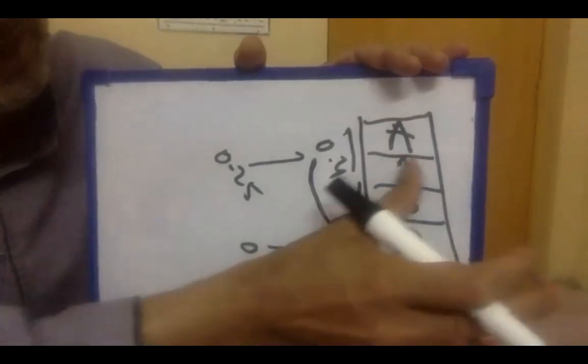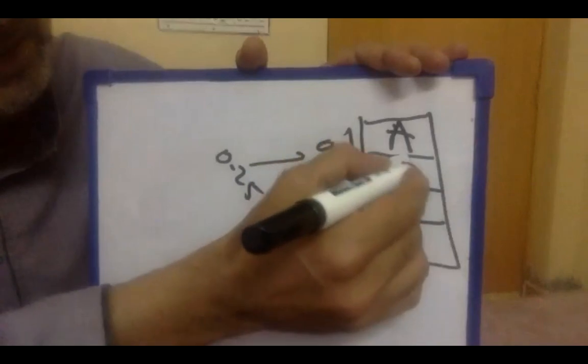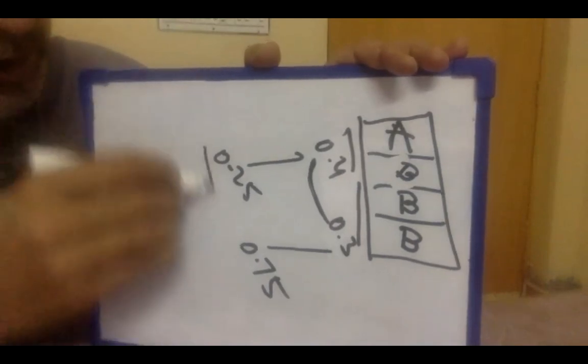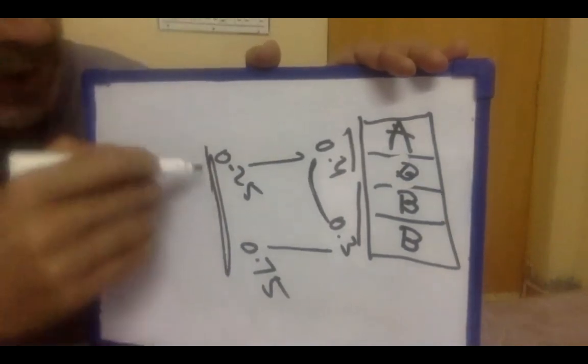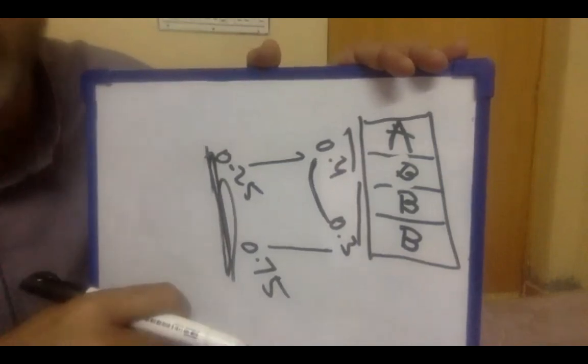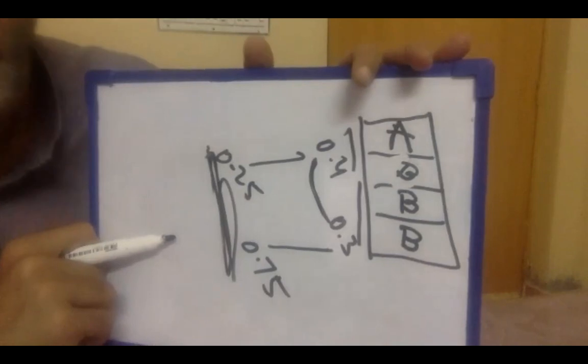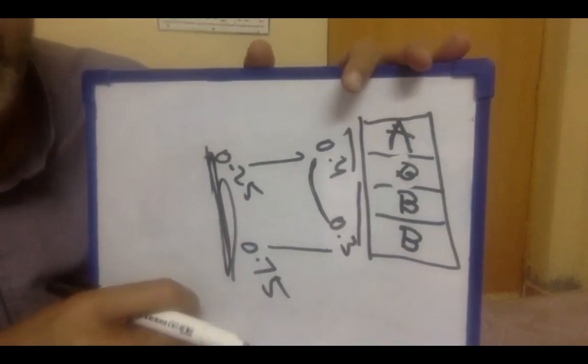And now here I can do what? I can simply assign this. I can select B 3 times and I can select A 1 time according to these proportions, according to these values. So this is in the elitist method.